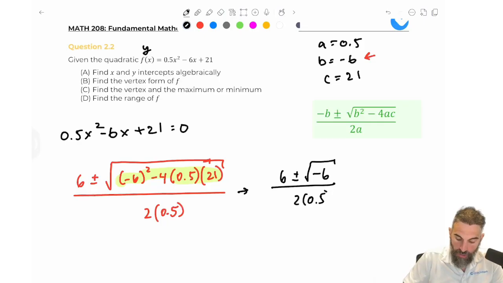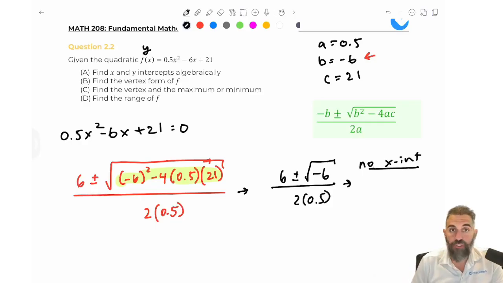So I'm going to say there's no x-intercept. There's no value of x that can make y equal to 0. The function, if I were to graph it, will never cross the x-axis.